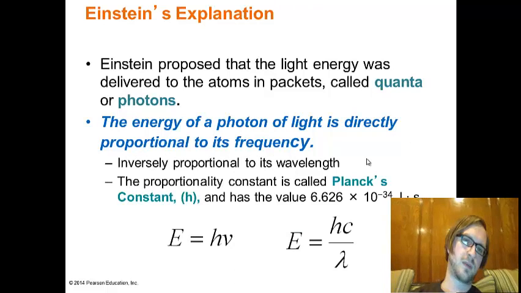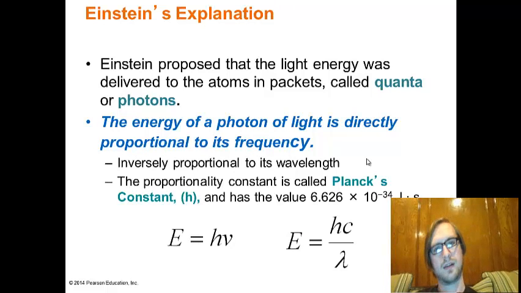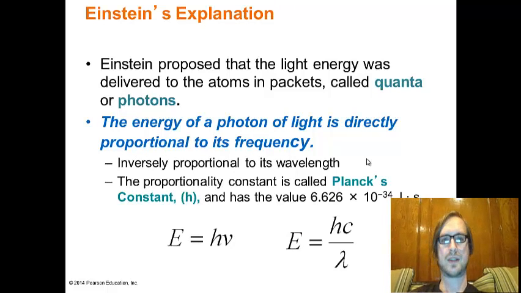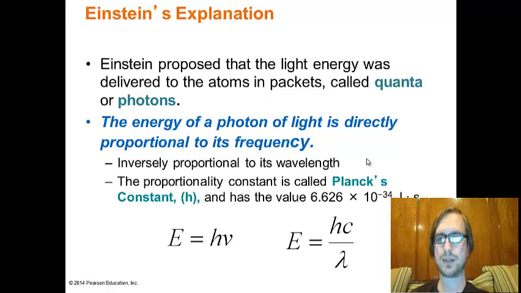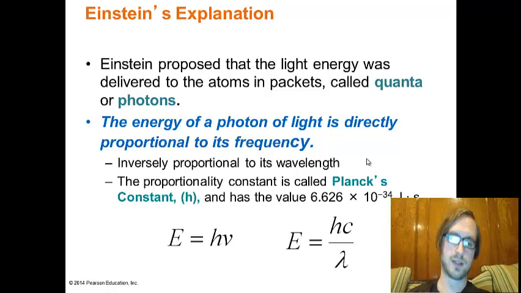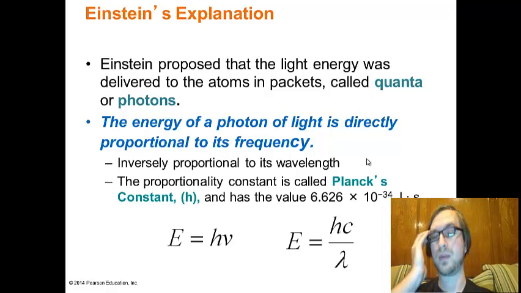And this comes from Albert Einstein. He proposed that light energy was delivered to the atoms in packets called quanta, or photons. Quanta is a quantity, a small amount. And this is where the word quantum mechanics comes from.